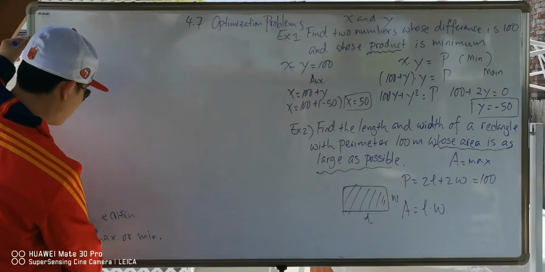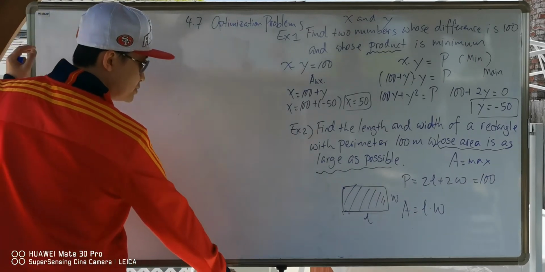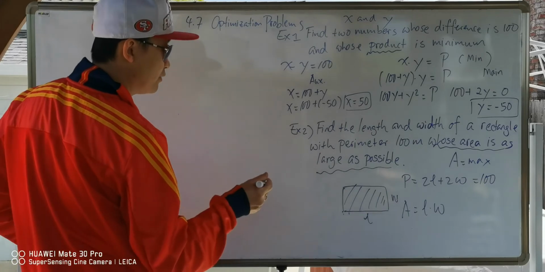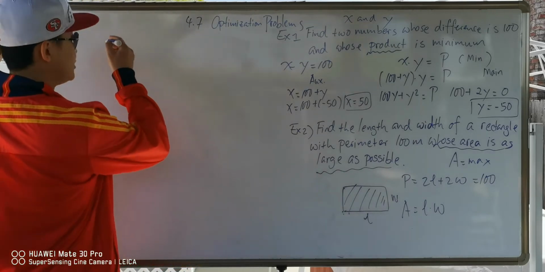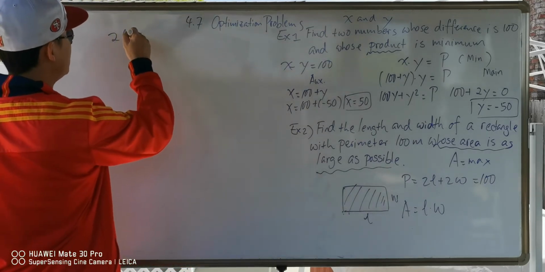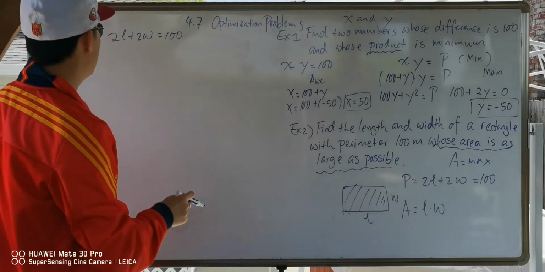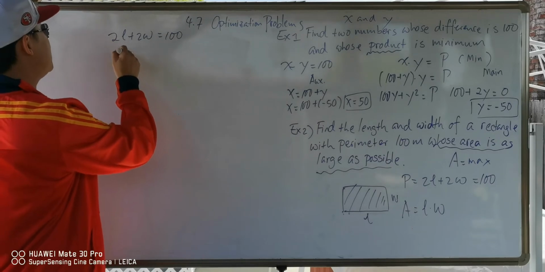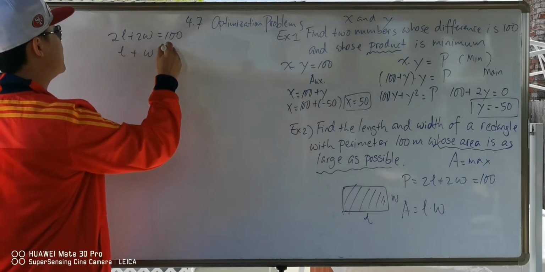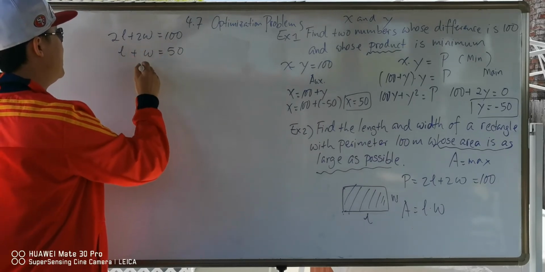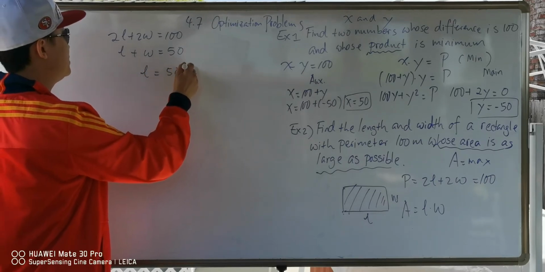Okay, so now for the main equation, we just want to put in one variable in terms of the other. Well, starting with the auxiliary equation first. So perimeter, we do have 2L plus 2W, so that equals 100 meters. And now, divided by 2 both sides, so we do have L plus W equals 50. So that means L equals 50 minus W.